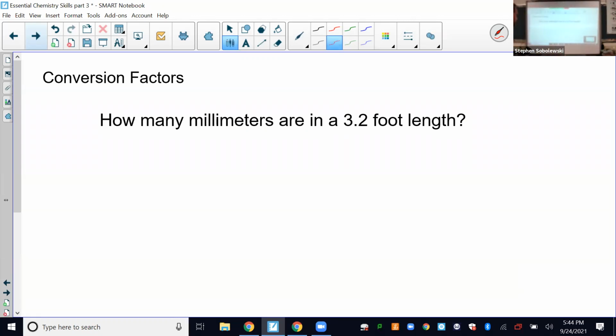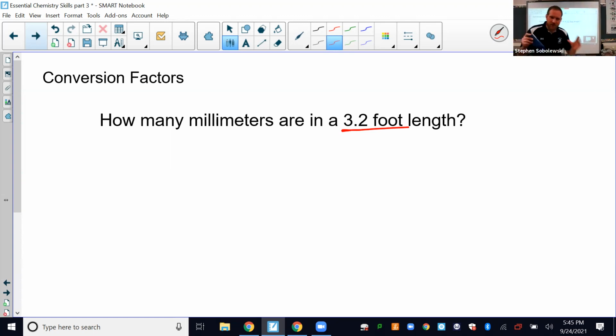Let's work this one out. Okay, our starting point is 3.2 feet. We're looking to go to millimeters. Let's plan our path. Well, how many millimeters in a foot? I have no idea. Yes, you could look it up, but that defeats the whole purpose of the exercise and the strategy. And again, you might be saying, it's 2021.